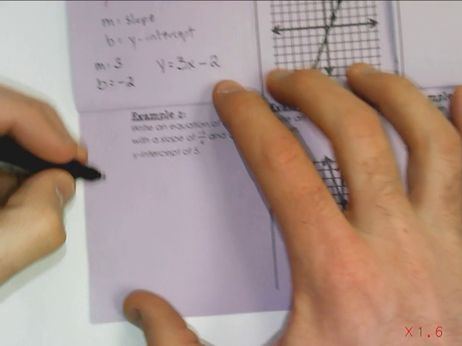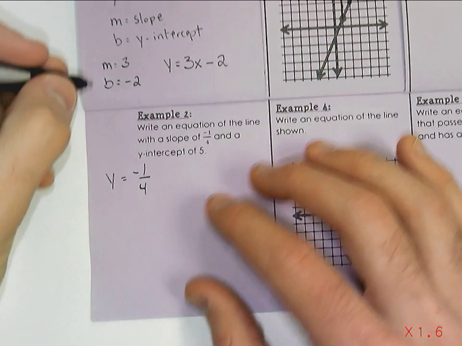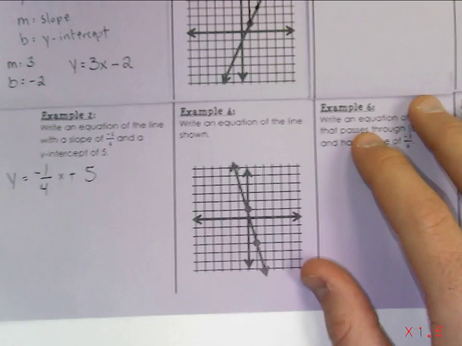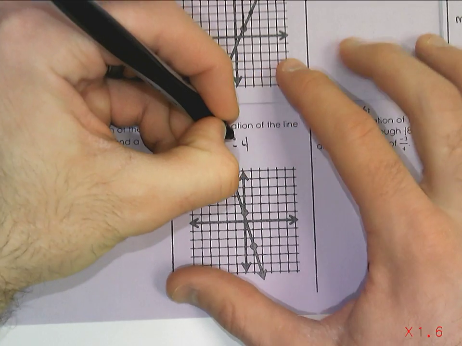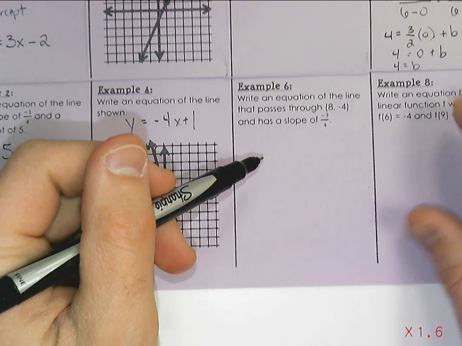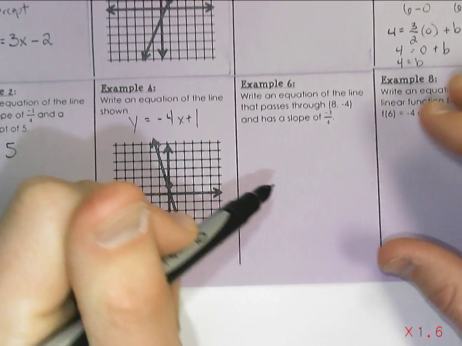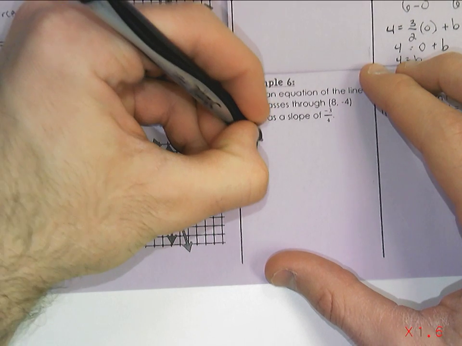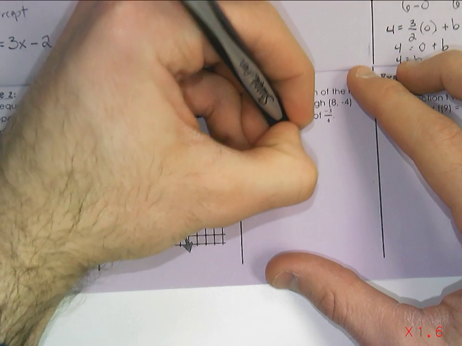The first answer that you should get is y equals negative 1/4 x plus 5. Your second answer you should get is y equals negative 4x plus 1. The answer you should get here, and I want you to try both methods here, the point-slope form as well as the slope-intercept form for finding that, is y equals negative 3/4 x plus 2.